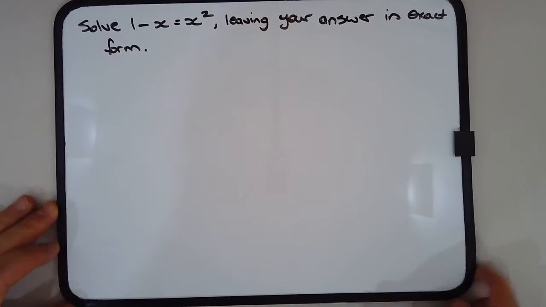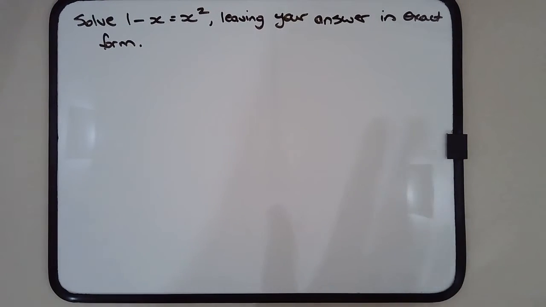Let's have a look at another example. This time around, we don't have to worry about the rounding aspect. In fact, leaving answers in exact form is a lot easier than rounding, because you could practically not even have to use your calculator, and you just leave it in surd form. So let's solve 1 minus x equals x squared, leaving your answer in exact form.